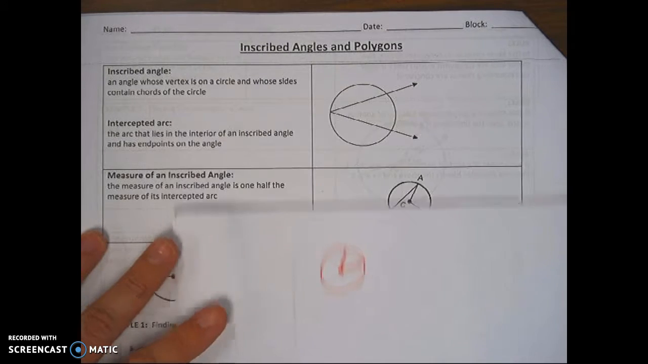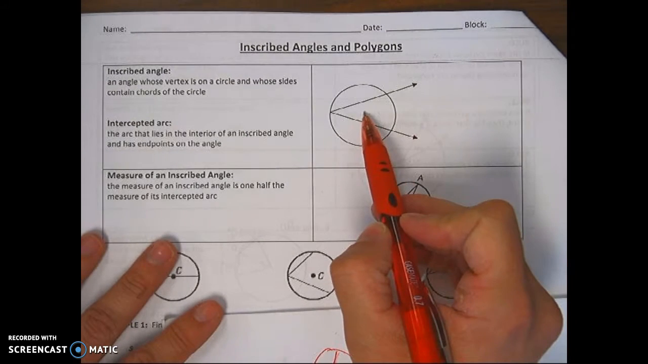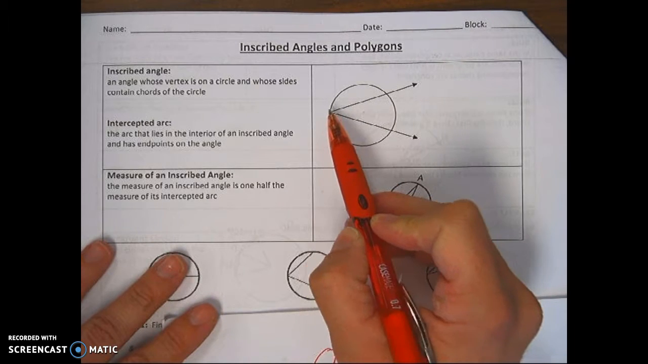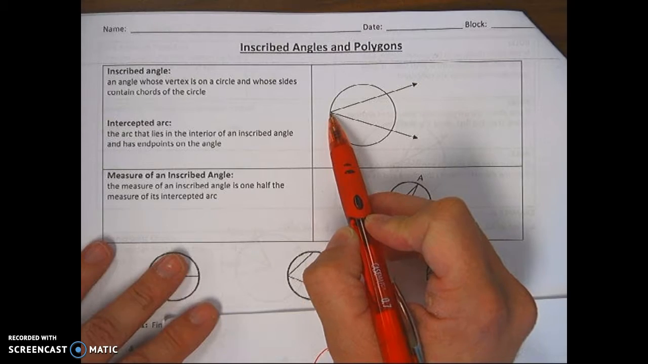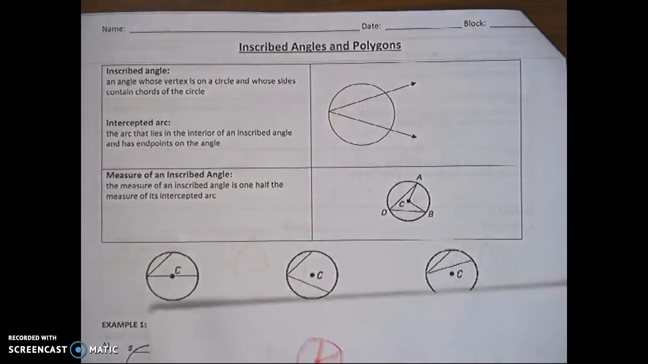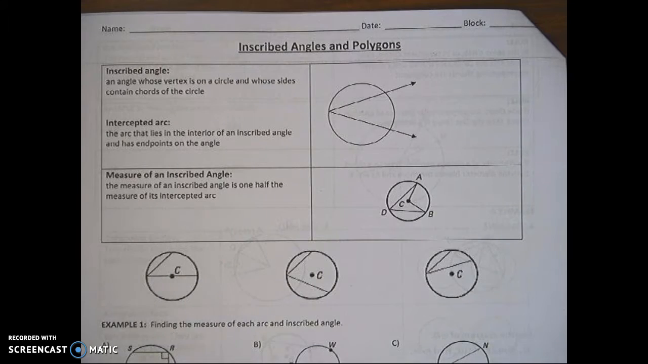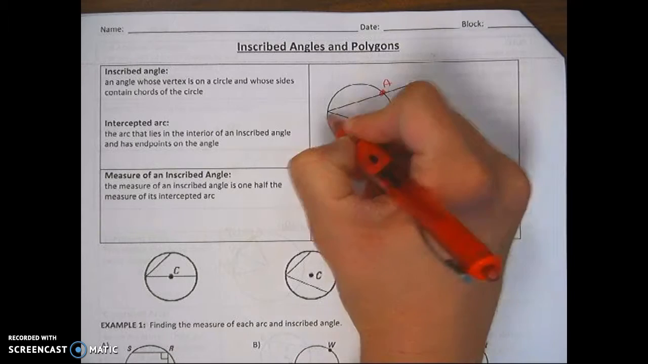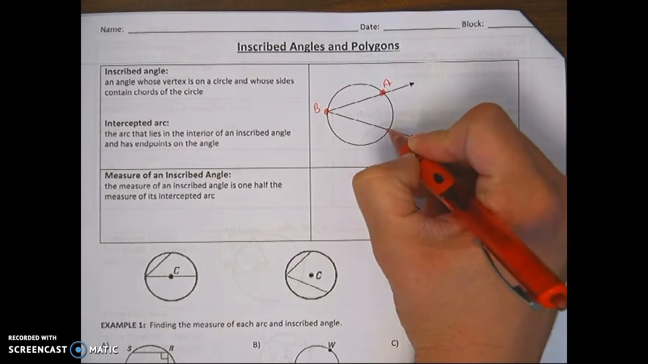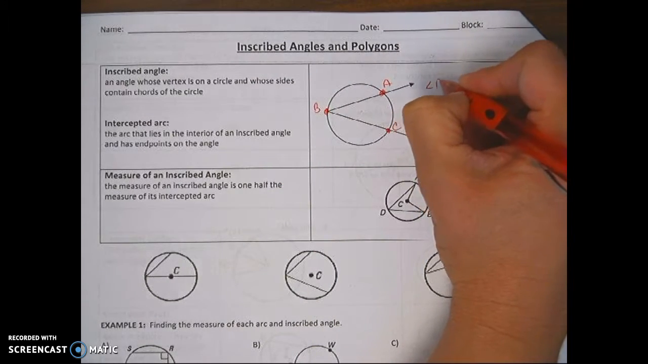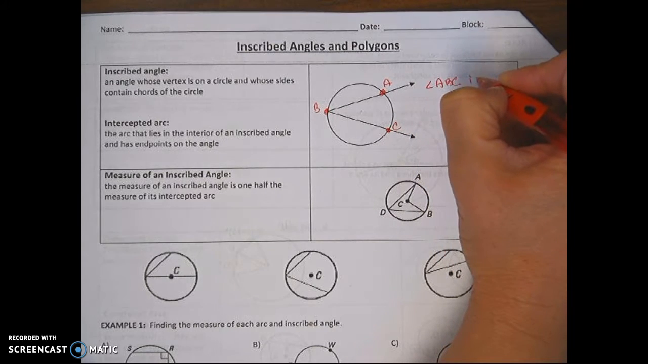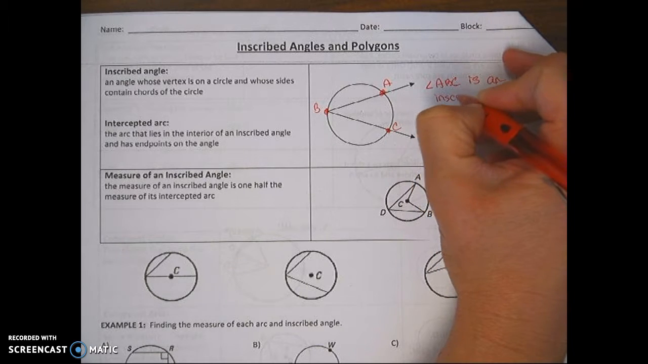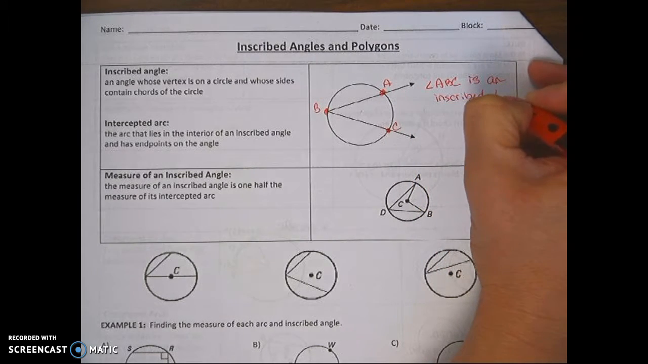What we've done with inscribed angles is we've moved the vertex from the center of the circle to the edge of the circle, which puts it on the circle. That is what an inscribed angle would be: an angle whose vertex is on the circle and has chords as sides. We're going to name this point A, this point B, and this point C. The angle would be named angle ABC, and it is an inscribed angle.